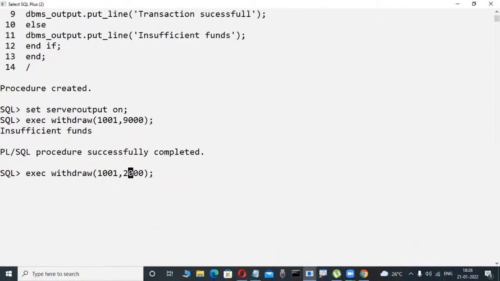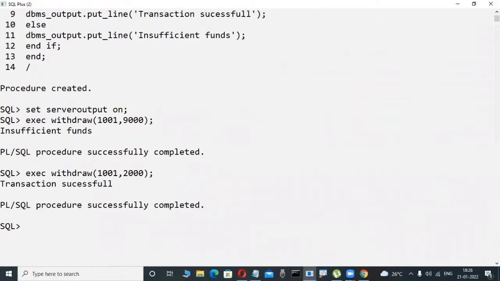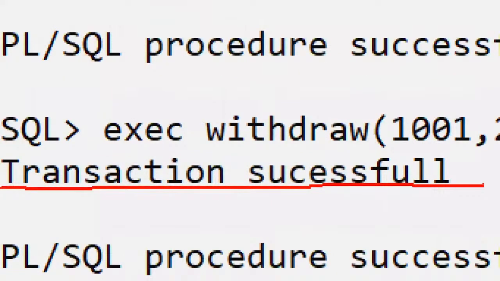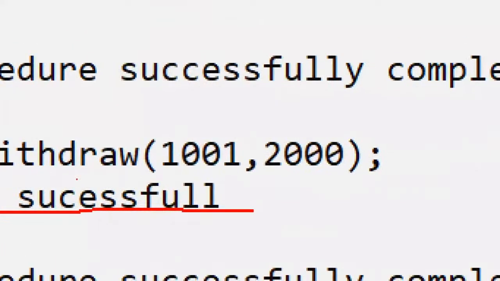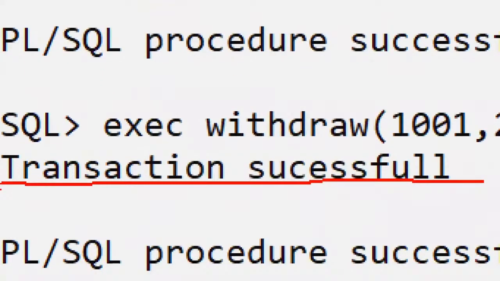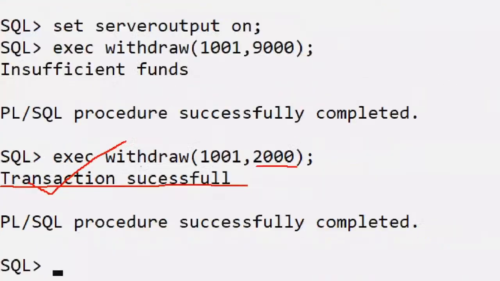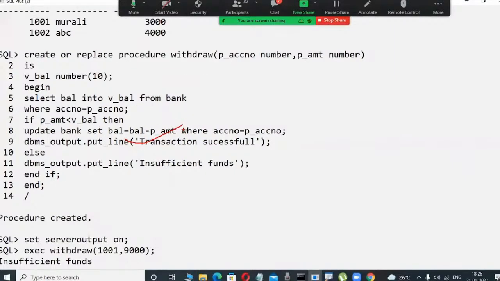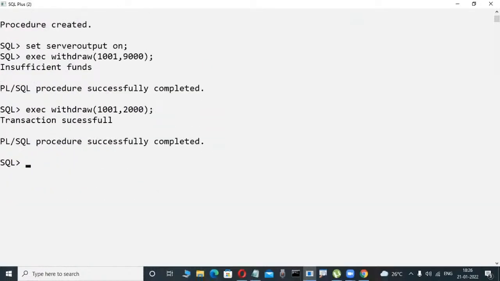Now whenever I execute this, automatically it will display transaction successful. You are trying to withdraw 2,000 rupees from 3,000 rupees, so it's possible, and the transaction is successful. How is it possible? I'm writing coding only. Now is that really affected in the table? Compulsorily in the database it is affected. Then only your banking system is okay.